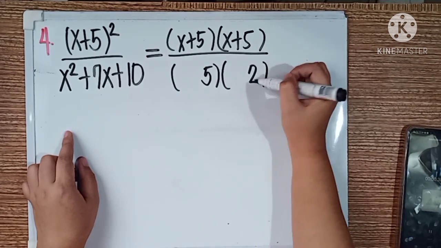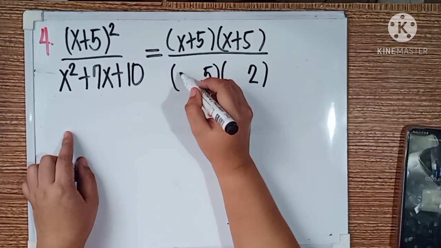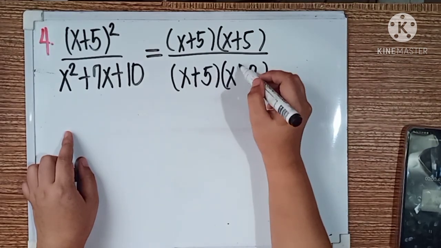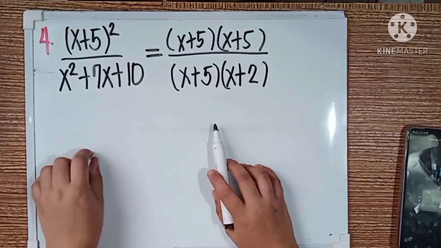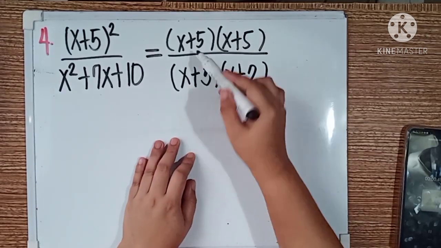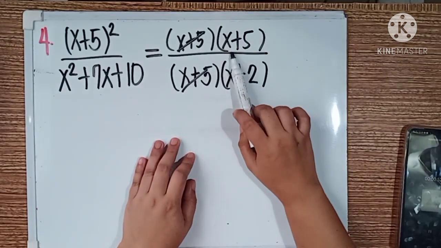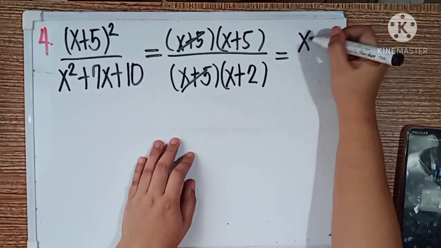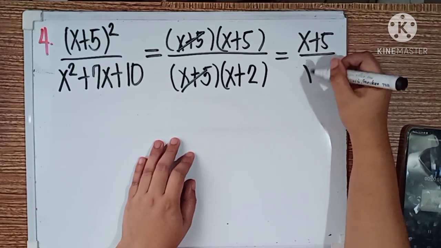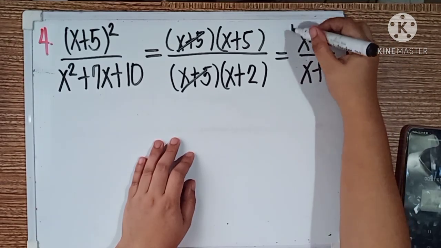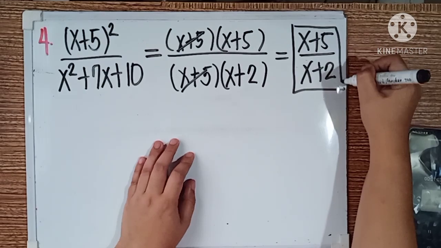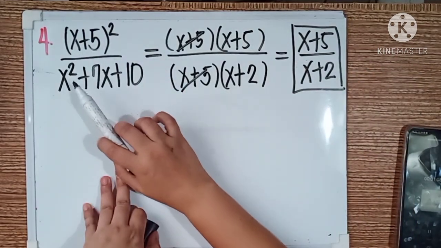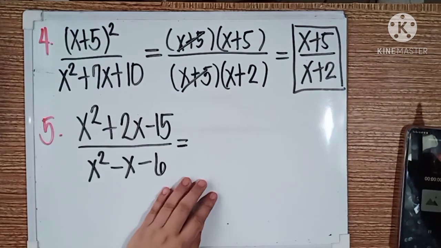Thus, the factored form of x squared plus 7x plus 10 is the product of x plus 5 and x plus 2. Cancel the common polynomial factor x plus 5. The remaining expression is x plus 5 over x plus 2. And x plus 5 over x plus 2 is the simplified form, or the simplest form, of the square of x plus 5 over x squared plus 7x plus 10.